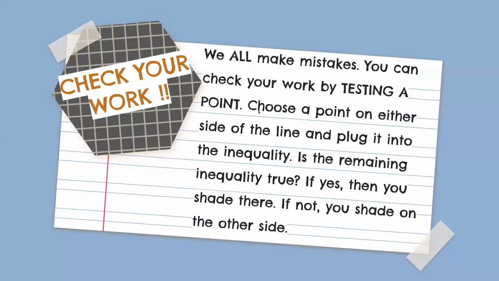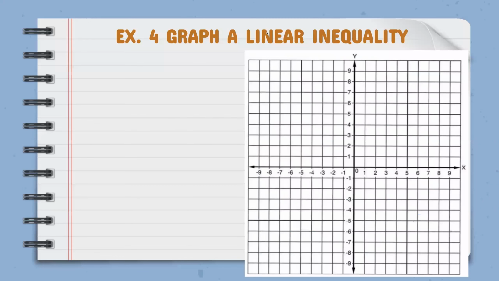Now, this is where I give you a little reminder to check your work. We all make mistakes, so you can check your work by testing a point. And I already explained this. You want to choose a point on either side of the line. Try to pick 0, 0 if you can. Let me write that in, 0, 0. Is the remaining inequality true? If it is, then you shade there. If not, you shade on the other side. So I'm giving you an option. Some teachers will require you to test a point. I really don't mind if you don't test a point.